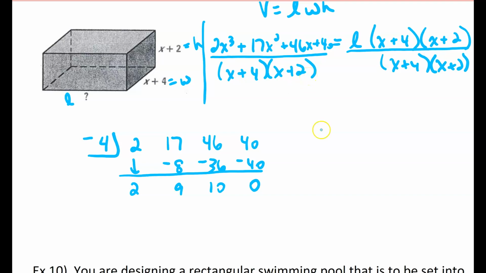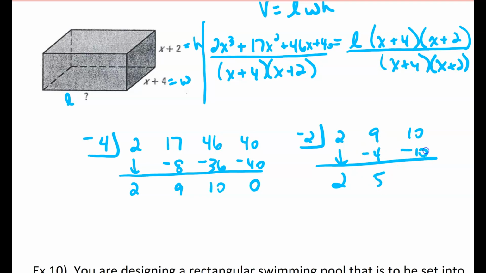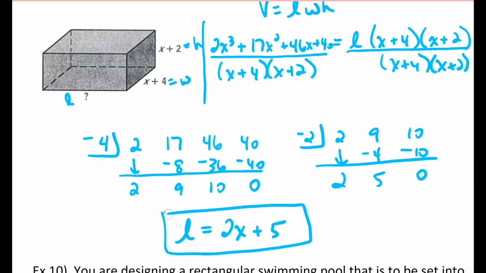The x plus 2. So we get a negative 2 in here, and we have 2, 9, 10. And so we can very quickly carry the 2. 2 times negative 2 is negative 4. That's 5 times negative 2 is negative 10. 0. What is the length of our missing side? 2x plus 5. Okay. So, did that problem look pretty rough to begin with? Yeah. But was it? No, it was not.